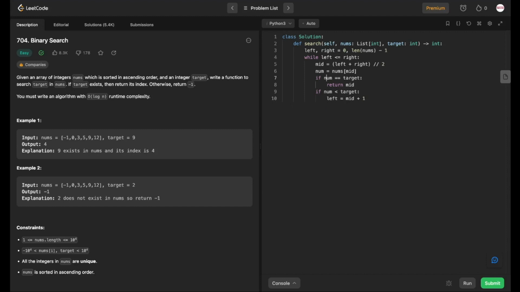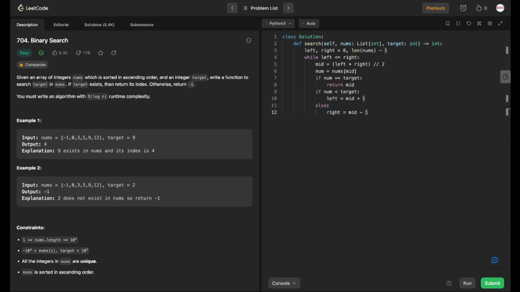And if our num is not equal to the target, and if our num is not less than the target, it must be the case that our num is greater than the target, which is our else case. And in this case, we need to shift our right pointer to the mid pointer minus 1. This portion of our code is the bread and butter of our algorithm because shifting our left and right pointers according to the mid value is going to enable us to reduce our search space.